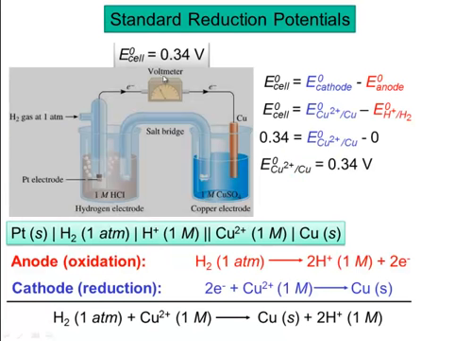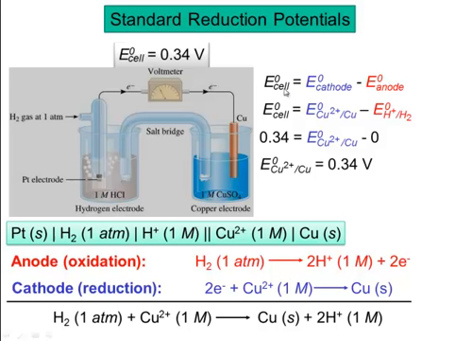Have a look at another example. Here I have coupled copper electrode with standard hydrogen electrode. The EMF of the cell is 0.34 volts. So I can easily calculate the electrode potential of copper electrode, keeping in mind that electrode potential of standard hydrogen electrode is fixed as 0 volts.